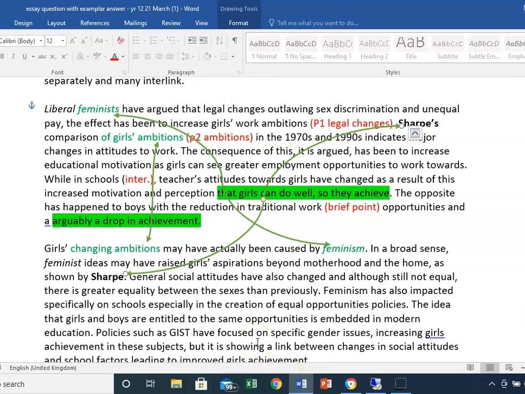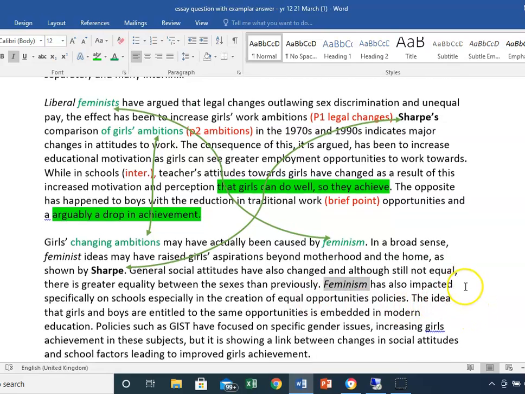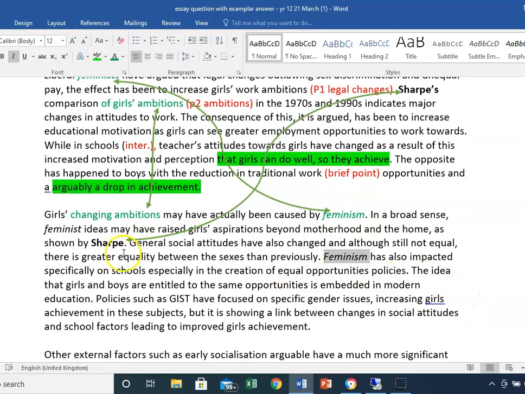General social attitudes have also changed, and although still not equal, there is greater equality between the sexes than previously. Feminism has also impacted specifically on schools especially. Okay, so again, they've talked about the external movement of feminism, I guess, and changing aspirations, but now they're talking about how this has also affected inside schools in the creation of equal opportunities policies.